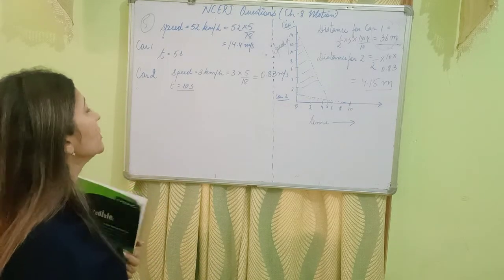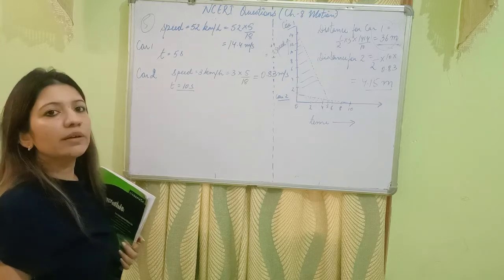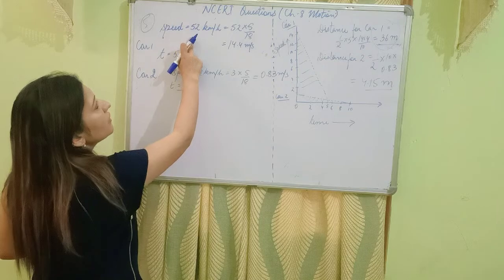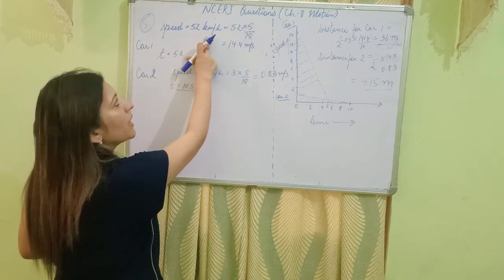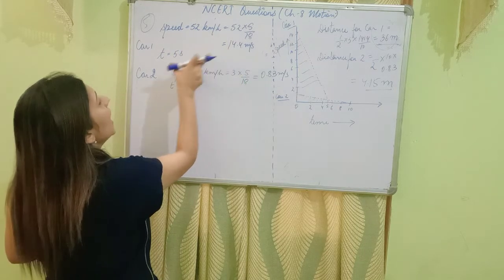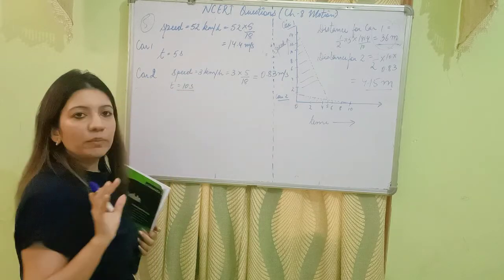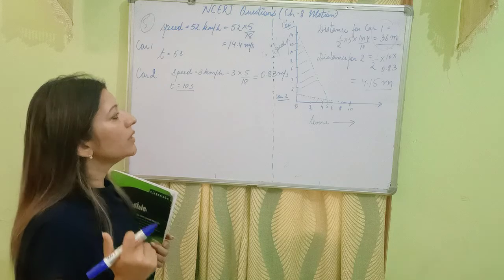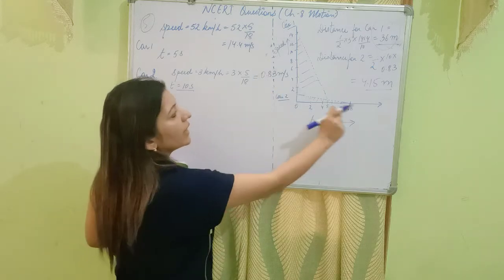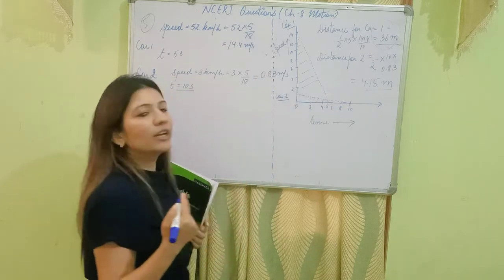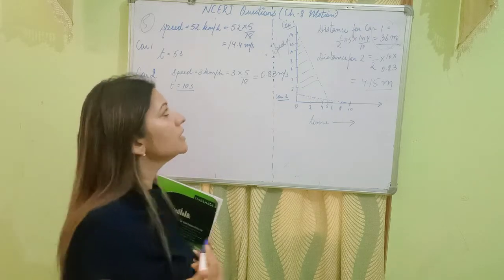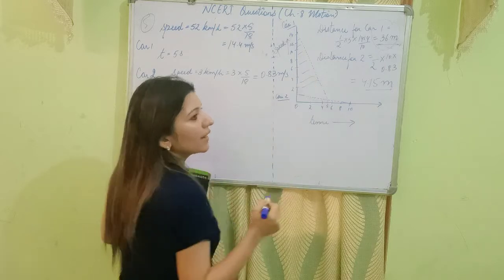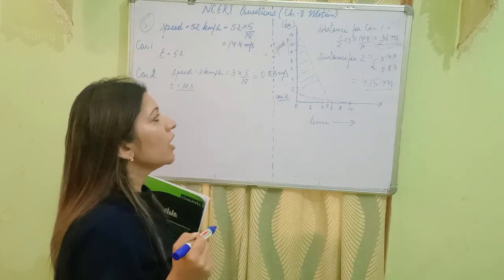I'll repeat the question. There is the case of two cars given to you, car 1 and car 2. Speed was 52 km per hour, I converted into meters per second. And again for car 2, I converted into meters per second. We need to plot a speed versus time graph. I plotted a graph, and from the graph we need to calculate the distance covered by both the cars. Distance is the area under this curve. So this is a triangle, so distance will be area of triangle.